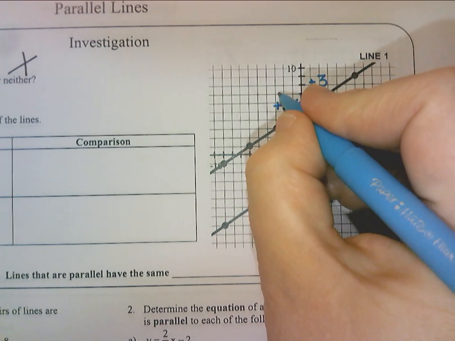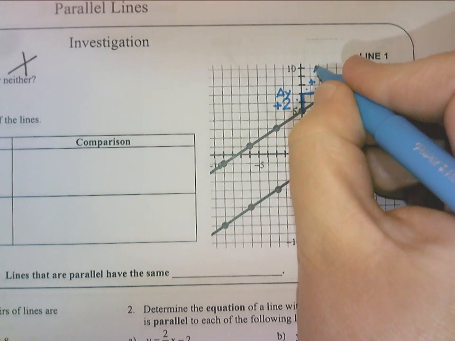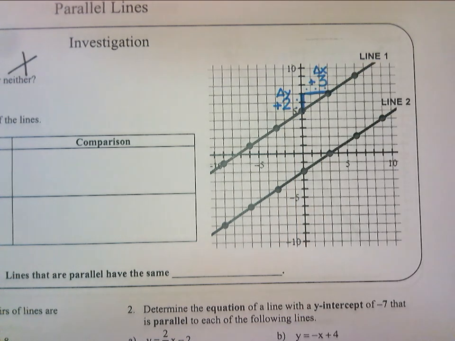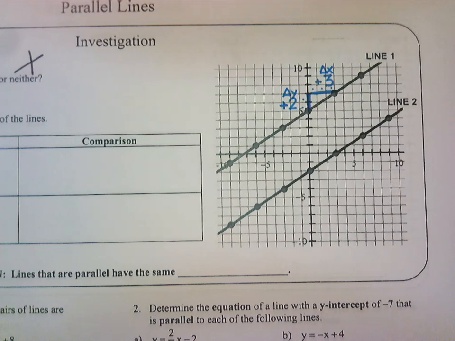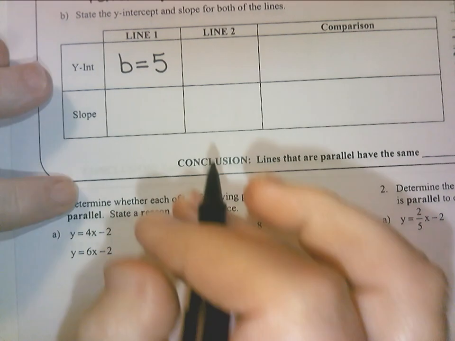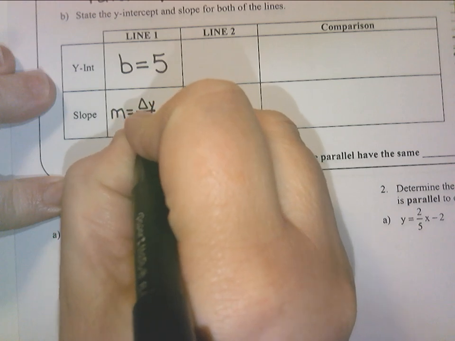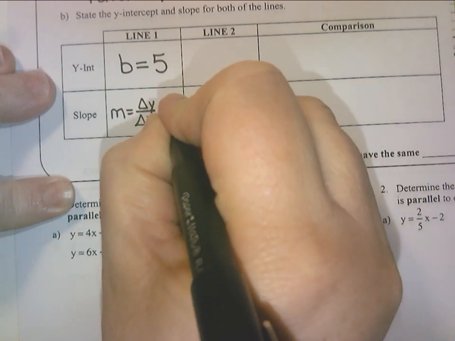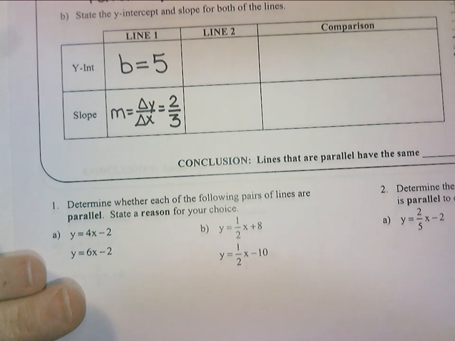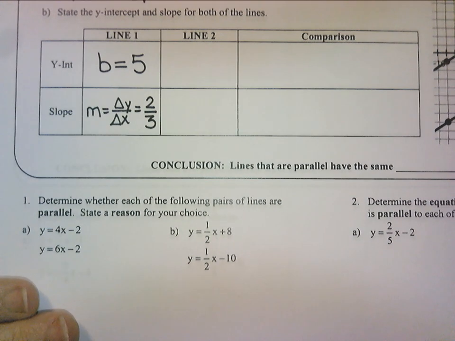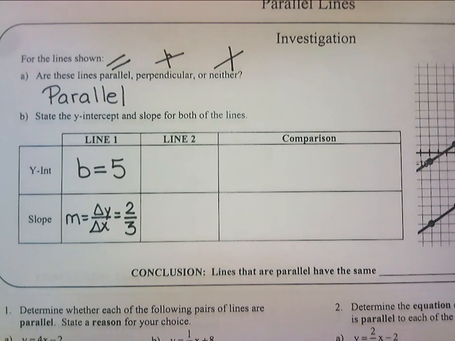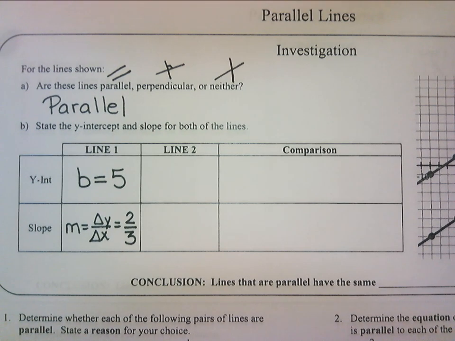So the up and down is our delta y. The side to side is our delta x. When I calculate slope, we do delta y over delta x, which is up 2 and then over 3. So my slope is 2/3. Now I'm going to ask you to try and do line 2. If you are watching this video, you should pause it and see if you can find the y-intercept and slope for line 2.